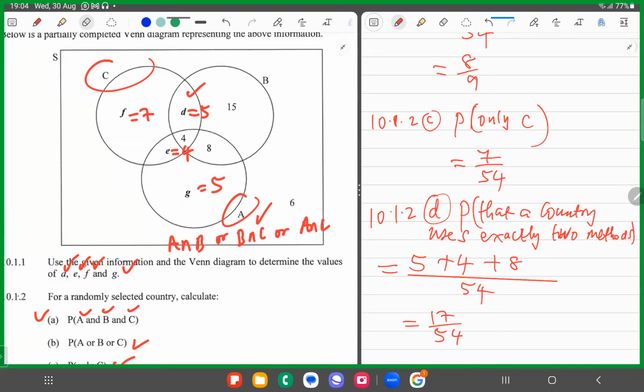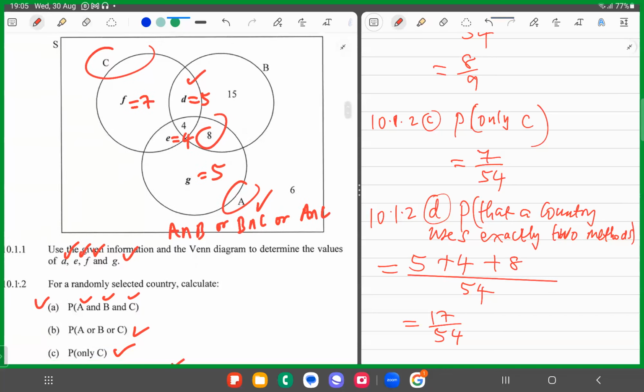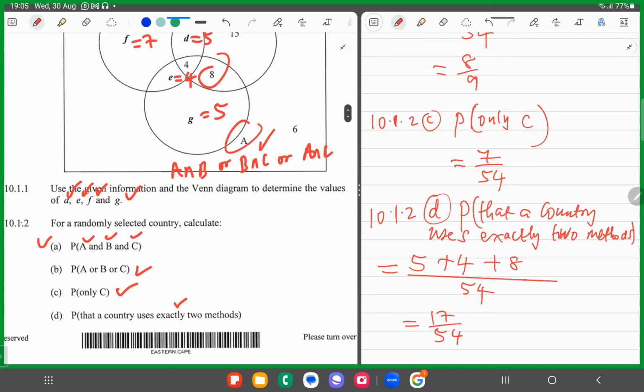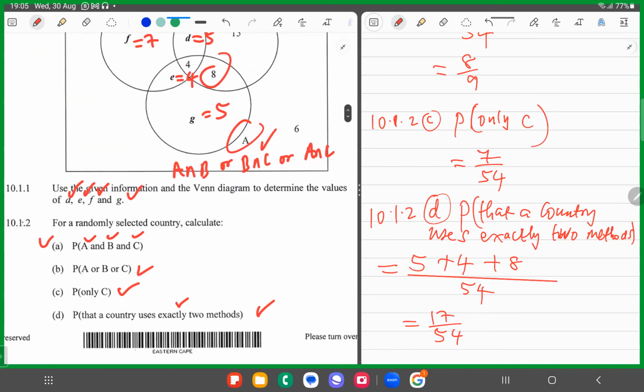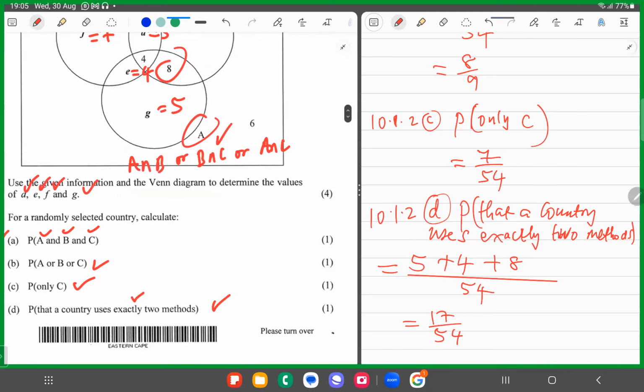So the probability that a country uses exactly 2 methods. Here you have, as said already, A and B, and you exclude C. So this is it. So the probability that a country uses exactly 2 methods, it's that one there.